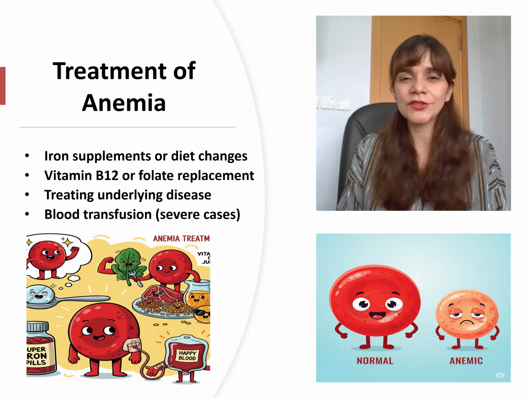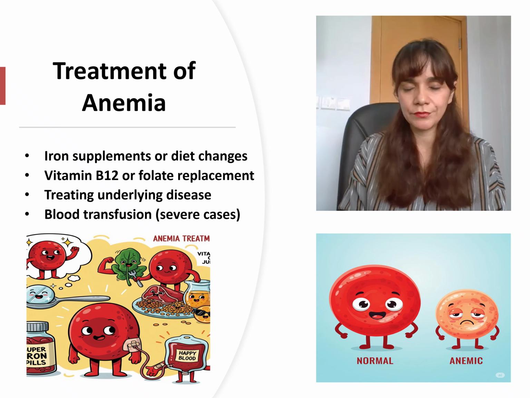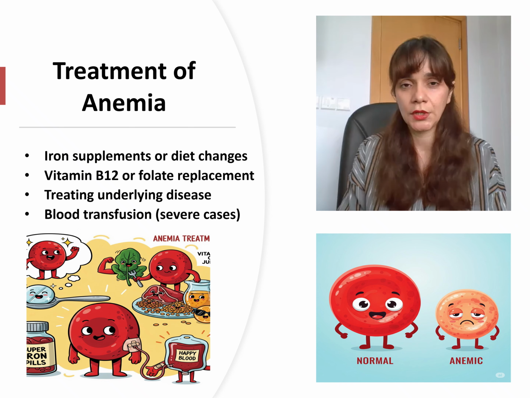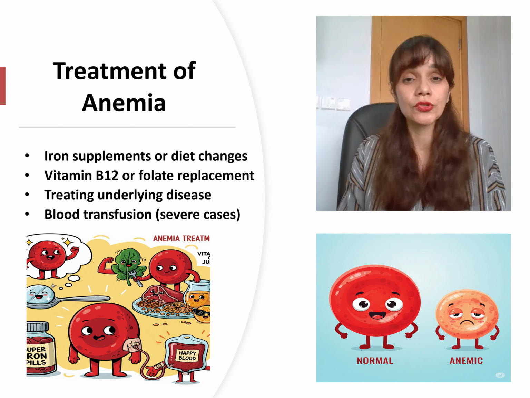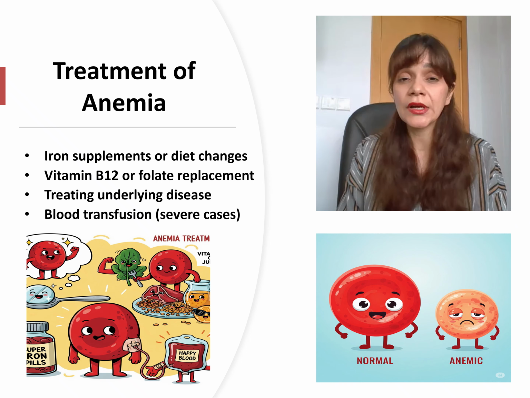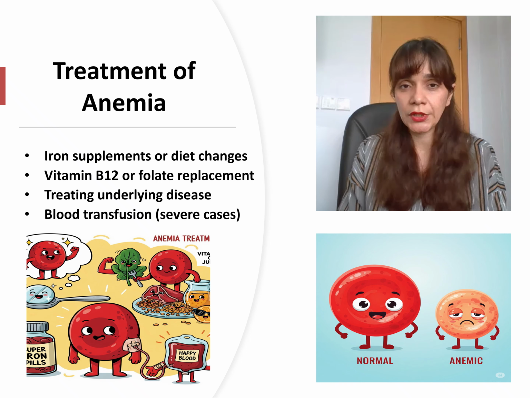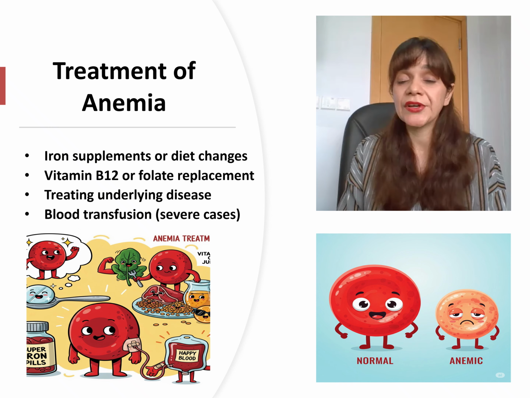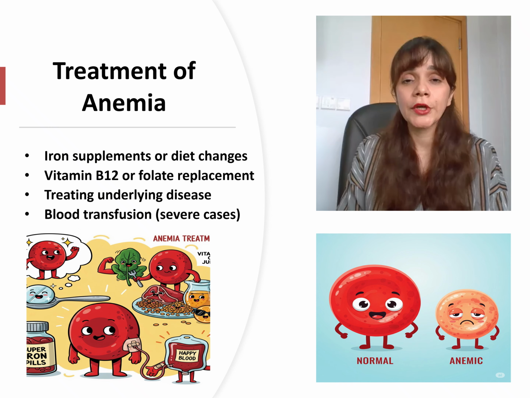Treatment is based on the type and also severity of anemia. For iron deficiency anemia, we have oral or IV iron supplements, and based on the patient's tolerance and also severity of anemia, we decide which one will work. For vitamin B12 and folate deficiency, we will treat with supplements or injections. In chronic disease anemia, the underlying disorder should be treated.